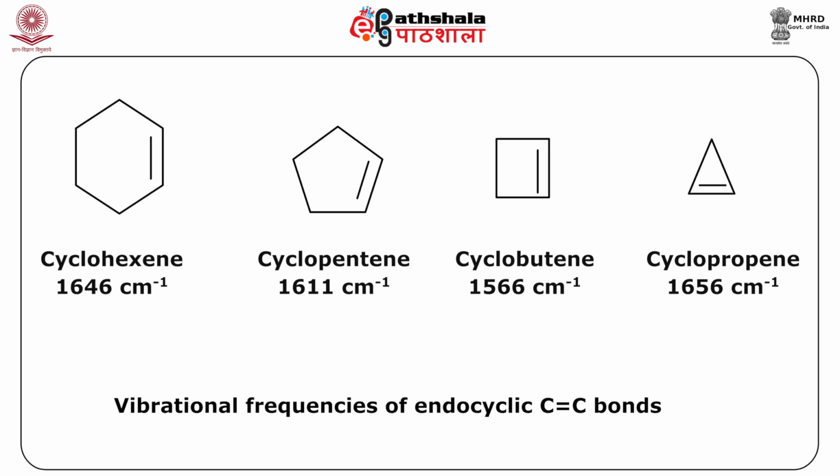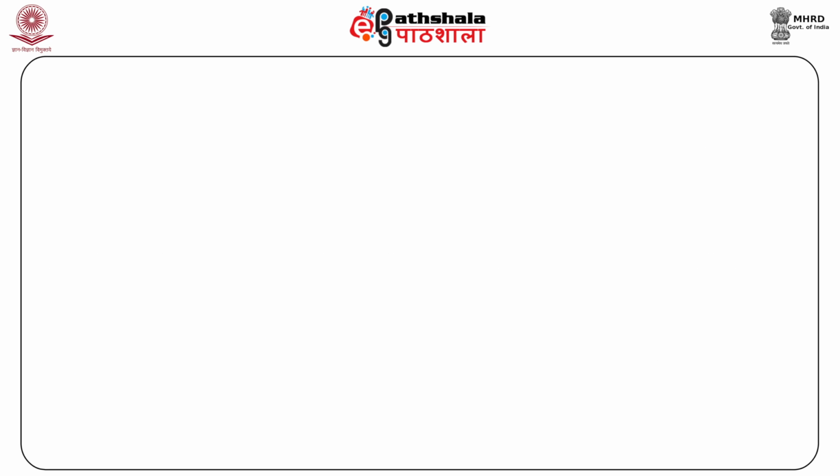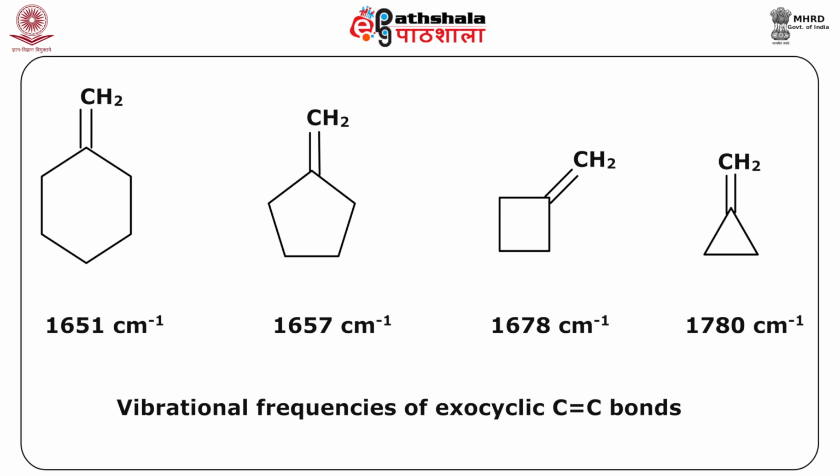Now you can see the frequencies are given with their values as the ring size decreases from cyclohexene, cyclopentene, cyclobutene and cyclopropene. The exocyclic double bonds exhibit an increase in frequency with decrease in ring size. The exocyclic double bond on a 6-membered ring absorbs at 1651 cm⁻¹ and is shifted to 1780 cm⁻¹ in case of exocyclic double bond on cyclopropane. The allenes show the highest double bond absorptions at 1940 cm⁻¹. Now these can be easily seen in this figure.